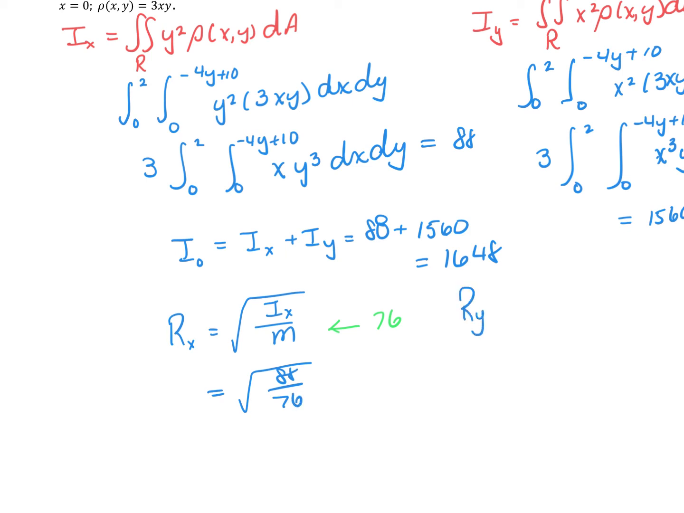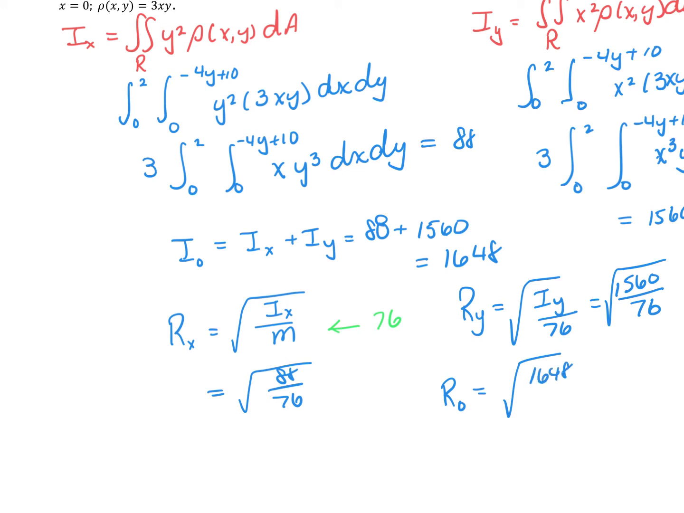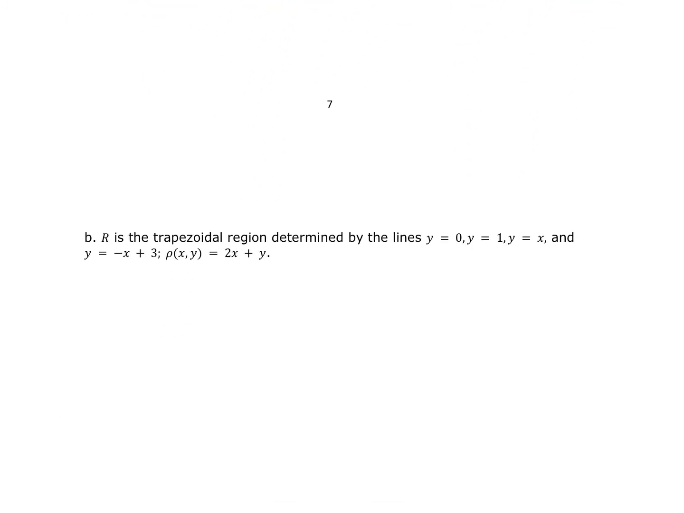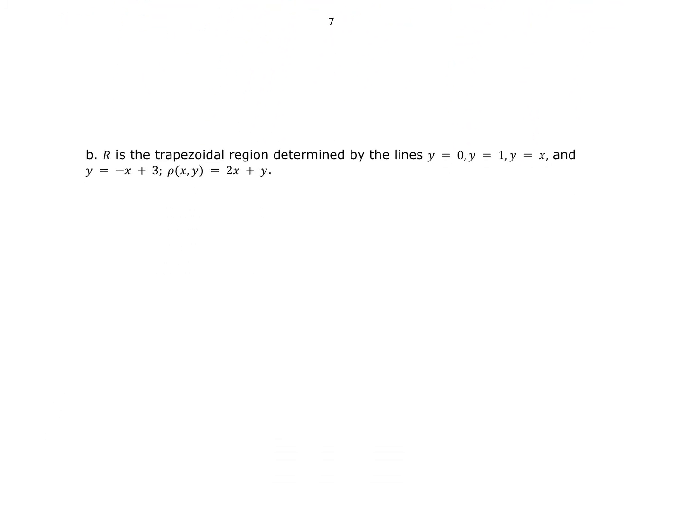My r of y is the square root of my moment of inertia in the y over that 76, which ends up being the square root of 1560, divided by 76. And last one is with respect to the origin. And so this is going to be the 1648 divided by my mass, which we know still is 76. And surprise, surprise, guess what? B is also another one we've already done.